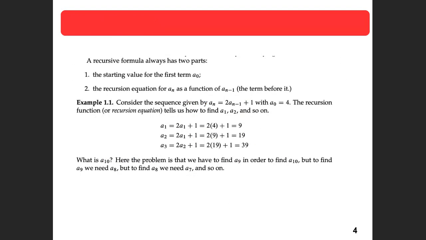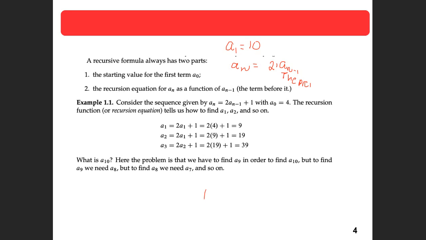A recursive formula always has 2 parts. So I just talked about an explicit formula. A recursive formula is a little bit tougher. A recursive formula gives you the first term. So it'll say like a sub 1 is equal to, let's say, 10. And then they might say a sub n is equal to 2 times a sub n minus 1. Well, in a recursive formula, this a sub n minus 1 really means the previous term.